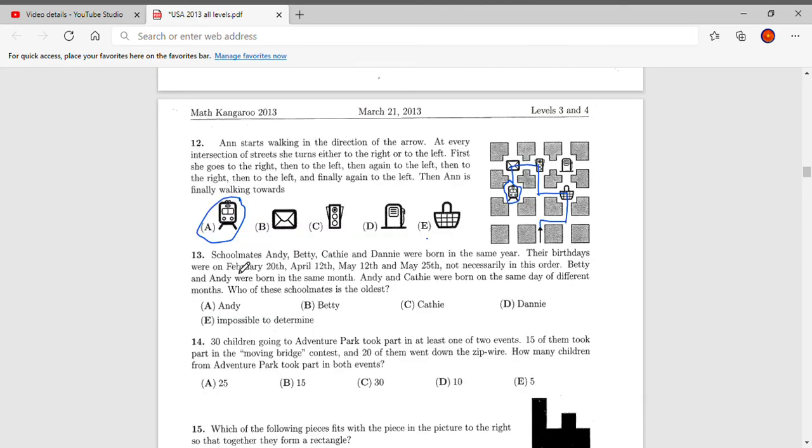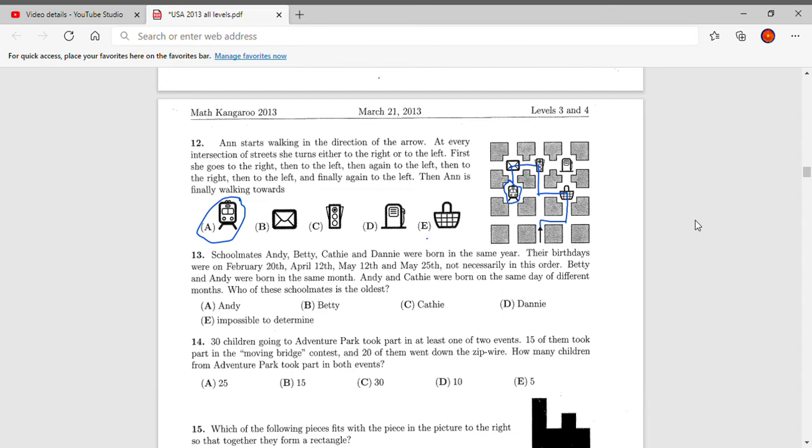Number 13. Schoolmates Andy, Betty, Kathy, and Danny were born in the same year. Their birthdays were on February 20th, April 12th, May 12th, and May 25th, not necessarily in this order. Betty and Andy were born in the same month. Andy and Kathy were born on the same day of different months. Who of these schoolmates is the oldest?